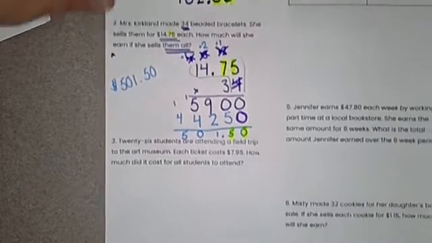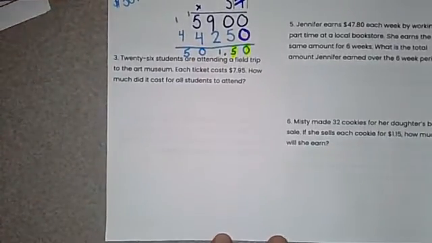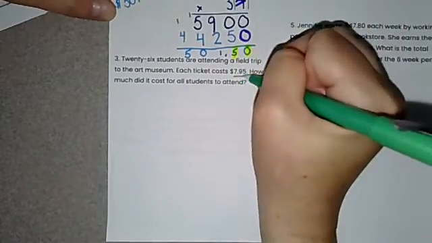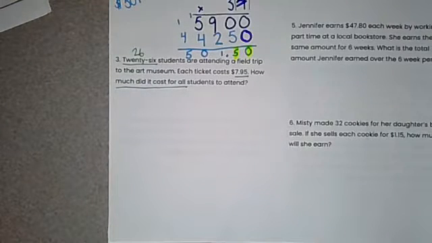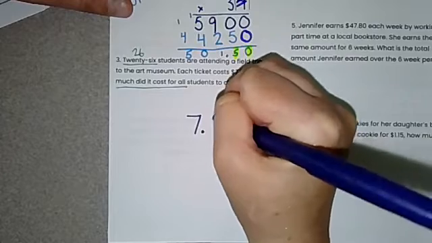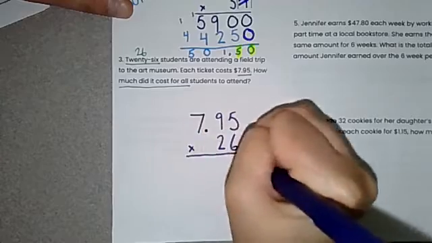All right, I'm sliding up. Y'all like all this space I left on here? It took more paper to copy it, but I think it's easier to do the work. 26 students are attending a field trip to the art museum. Each ticket costs $7.95. I need to know how much it costs for all of them to go. So I'm looking for a big number, right? This is going to be a huge number. So you've got to multiply. Put $7.95 on top, and multiply it by 26 to get this big number.